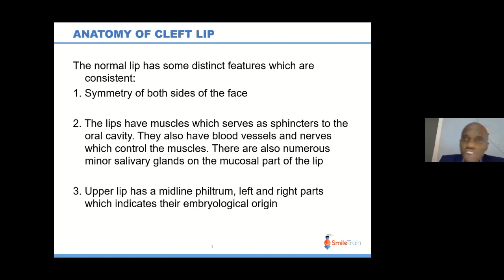And also the lips have muscles in them. That's the orbicularis oris, which serves as a sphincter to the oral cavity. That means it serves to enclose everything in the oral cavity. And this muscle has blood vessels and nerves that control the muscles.